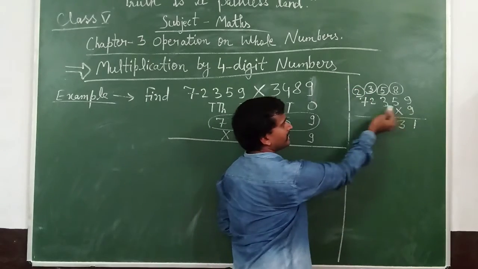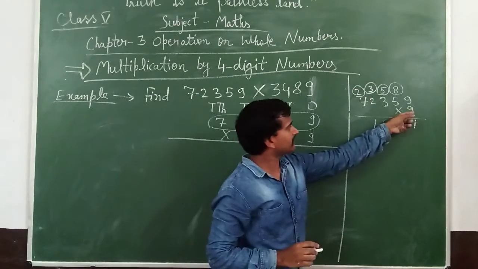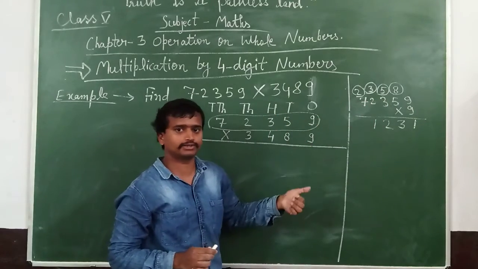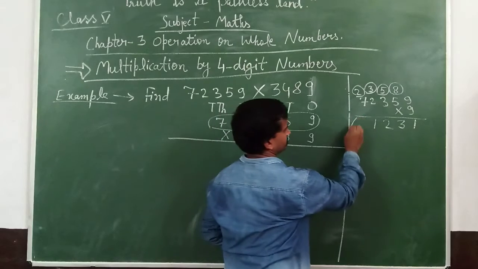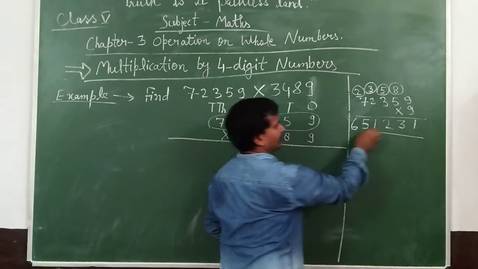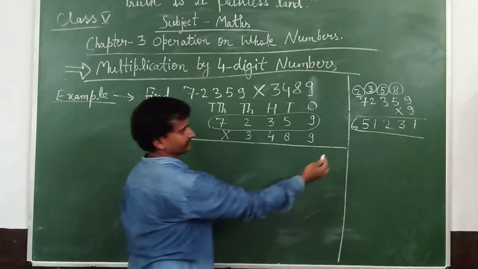Next 9 multiplied by 7. 9 7s are 63, 63 plus 2, 65. So we will write here this one.